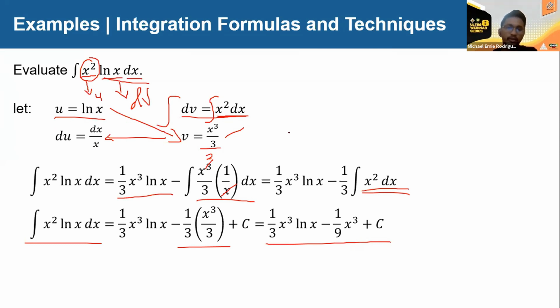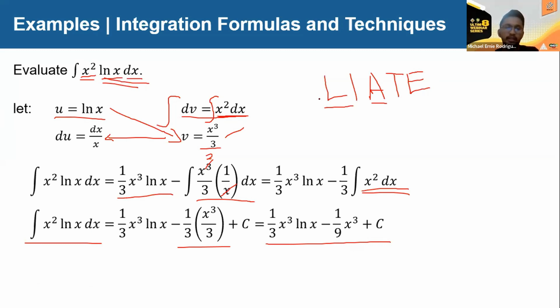So we can also use yung, kung alam nyo to, LIATE. To select the U, kung ano yung mauna dyan, yun yung gagawin nating U. Okay, in this case, we have algebraic x squared, okay, and then ln of x. Okay, dalawang functions yan. That is logarithmic. Okay, yung L is logarithmic function, yung I inverse function, yung A algebraic function, yung T trigonometric function, and then yung E natin exponential.